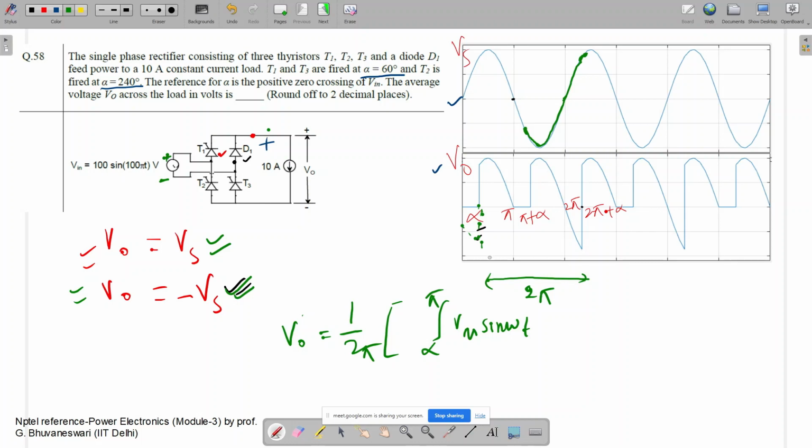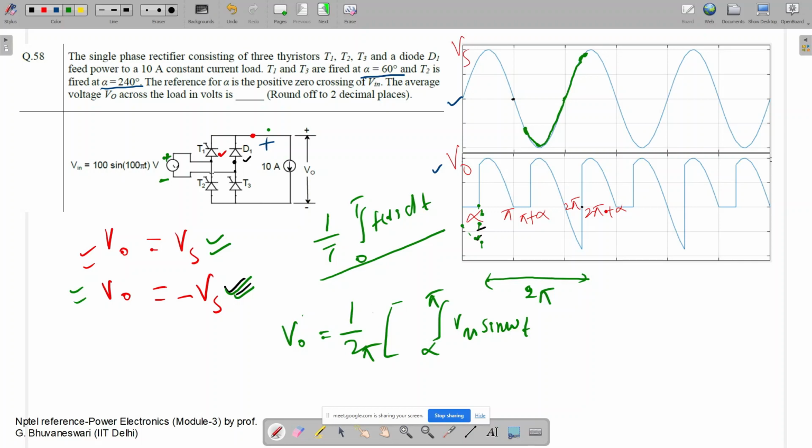So now for the average, what can we do? We can integrate over one period, 1 by 2 pi. What is the average value? 1 by T, integral from 0 to T of f(t) dt. This is the formula for the average of any signal. So this is the output voltage signal, and one period is 2 pi.